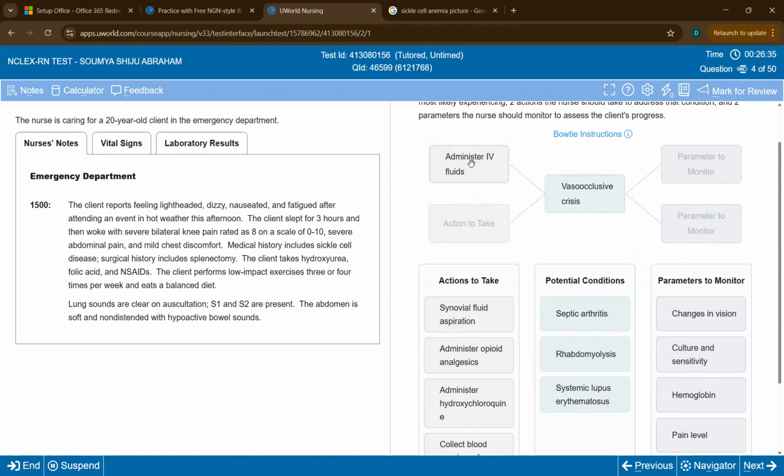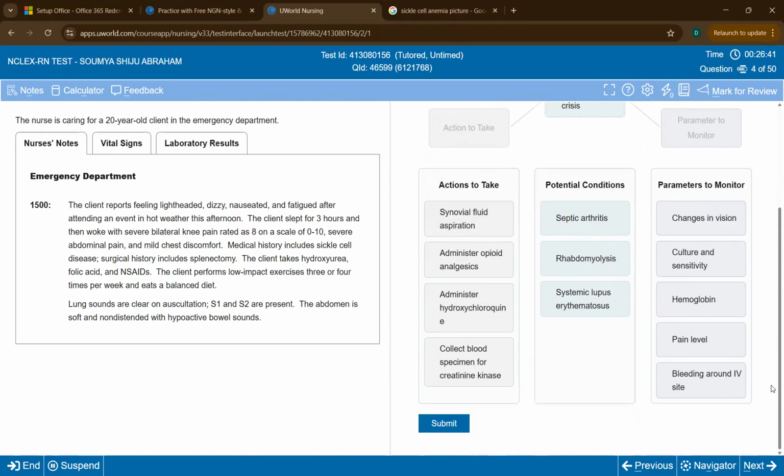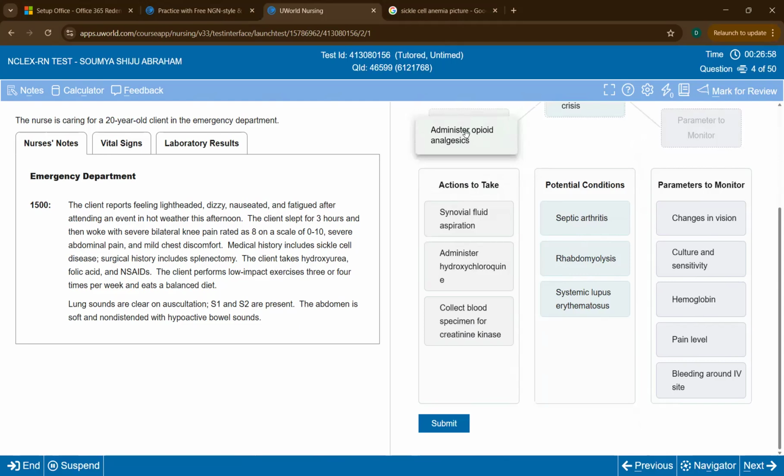Next one, administer hydroxychloroquine. Hydroxychloroquine is not needed for this patient. Here, administer opioid analgesics. Yes, of course, we need to look at the pain scale. The client scored 8 out of 10, so the client needs an analgesic, opioid analgesics. Collecting a blood specimen for creatine kinase is not needed for this patient.